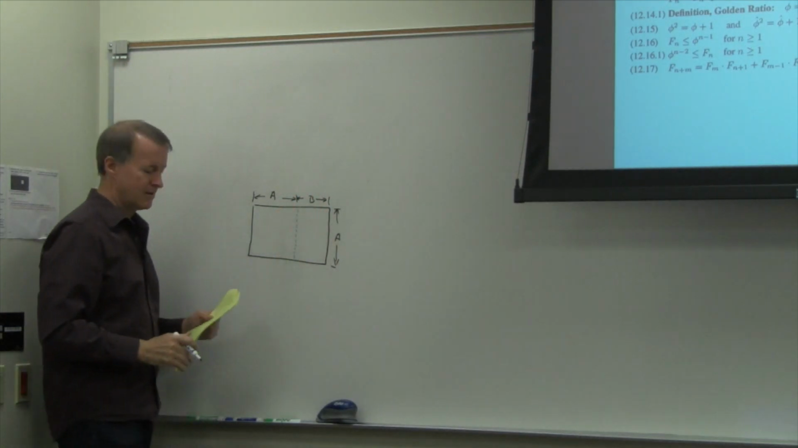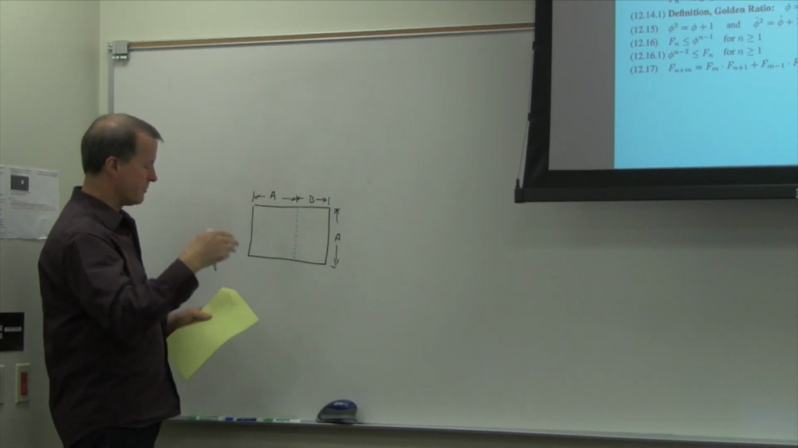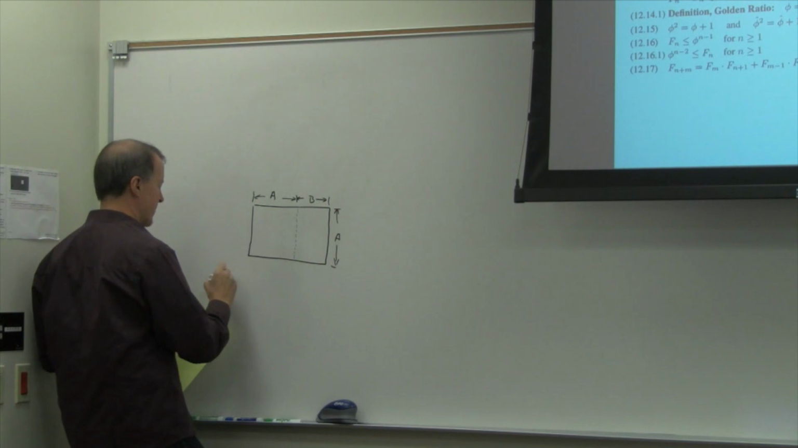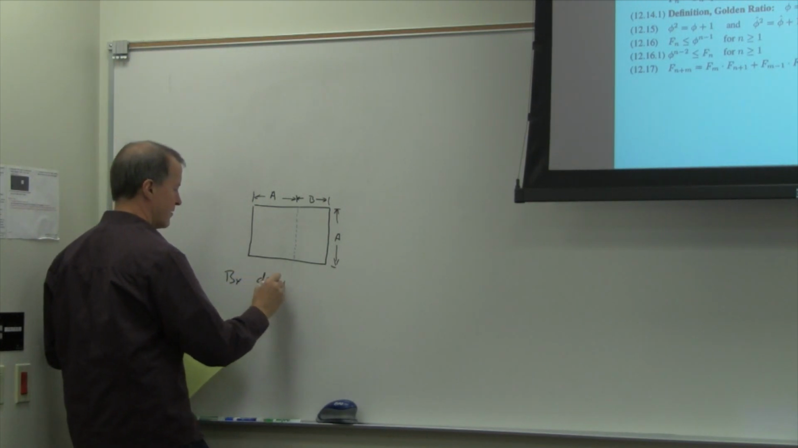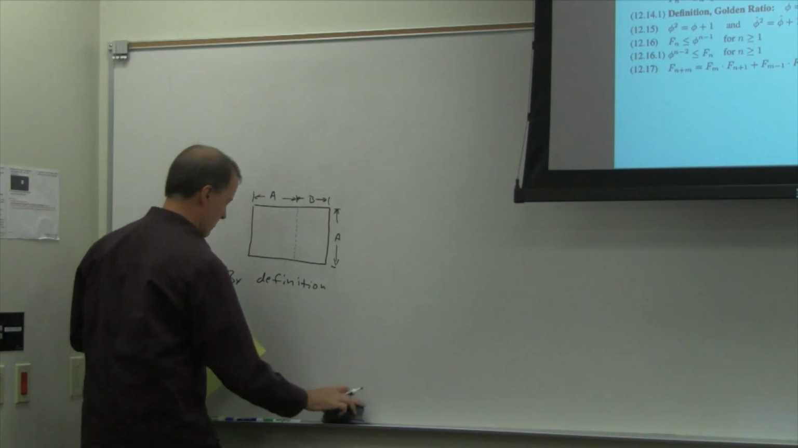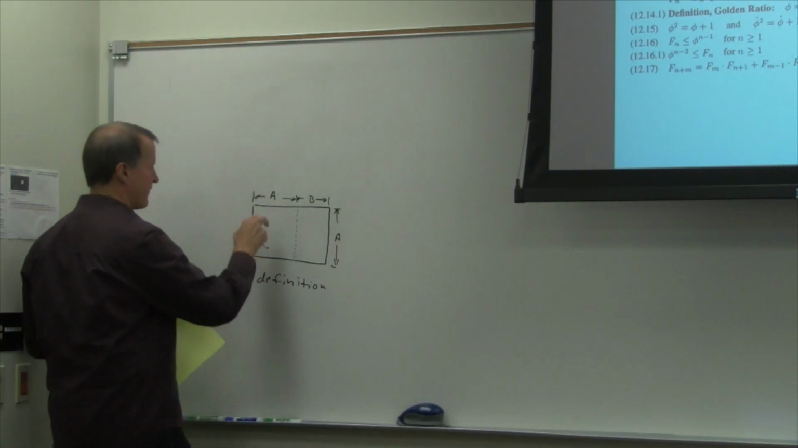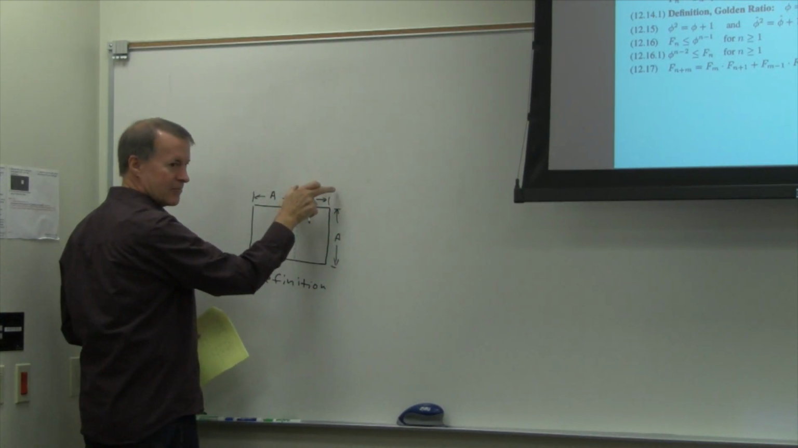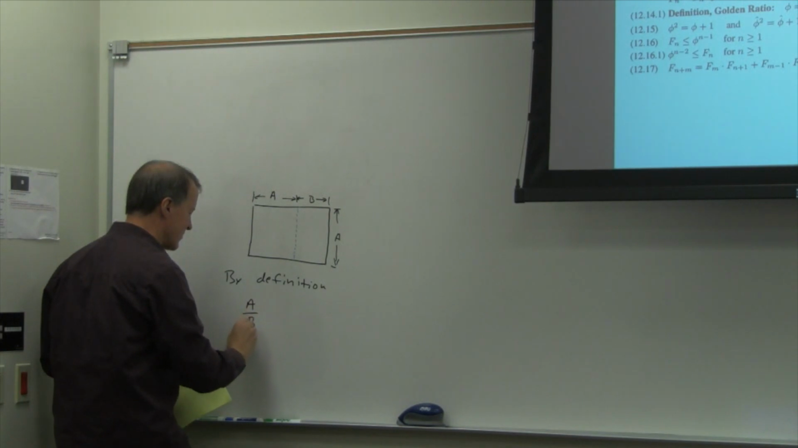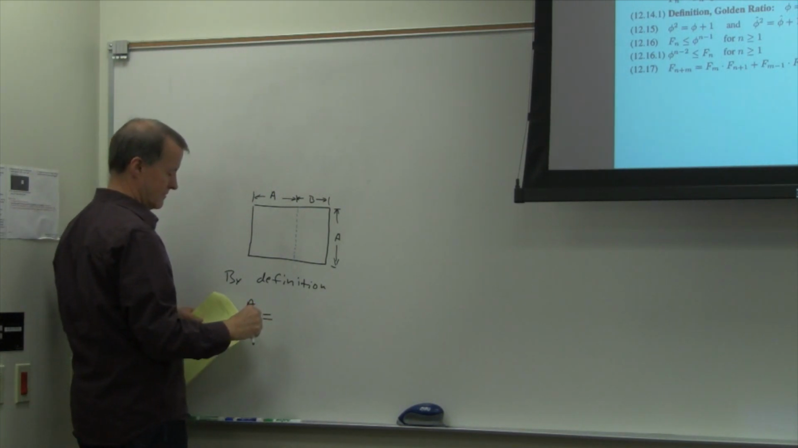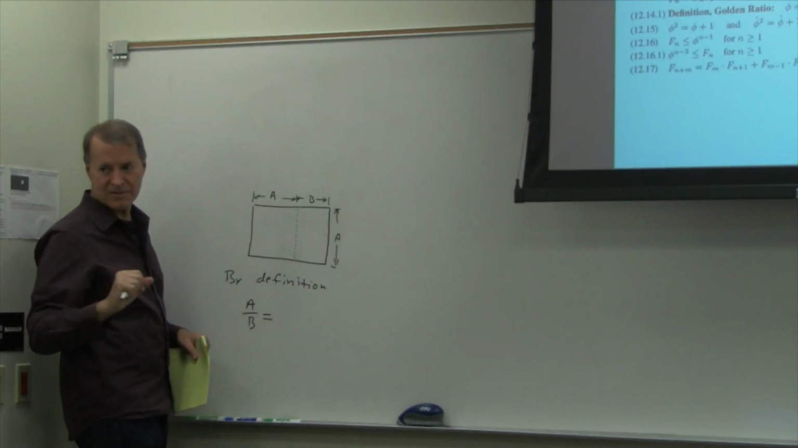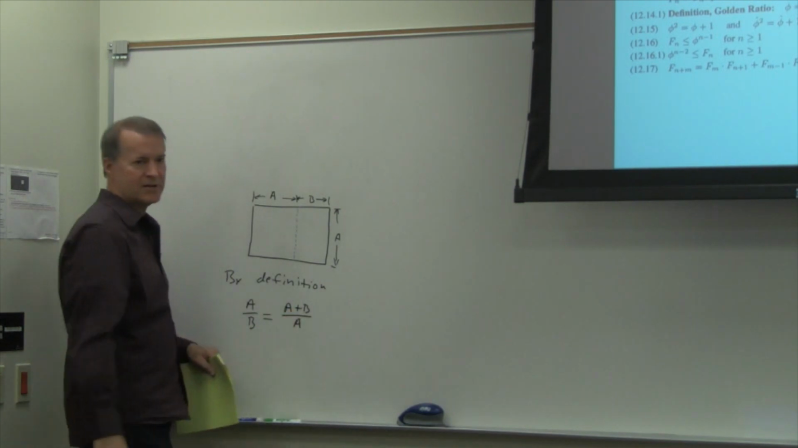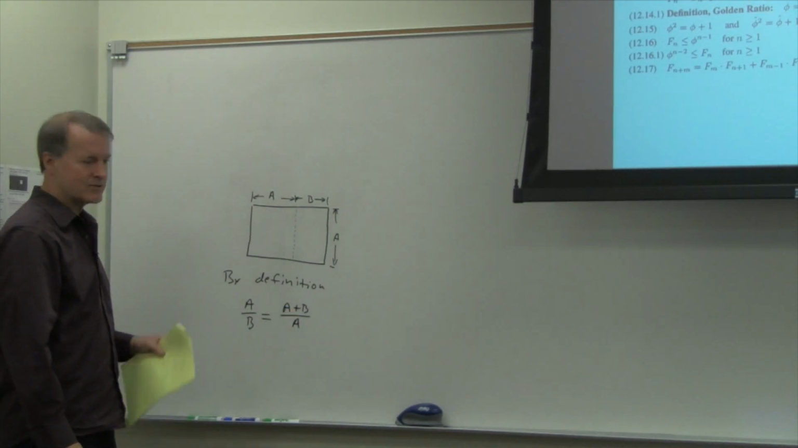then by definition of this pleasing ratio, what should we have? We should have A is to B as what? A plus B is to A. As A plus B is to A. Yeah? Now, does everybody see how that worked by that definition?